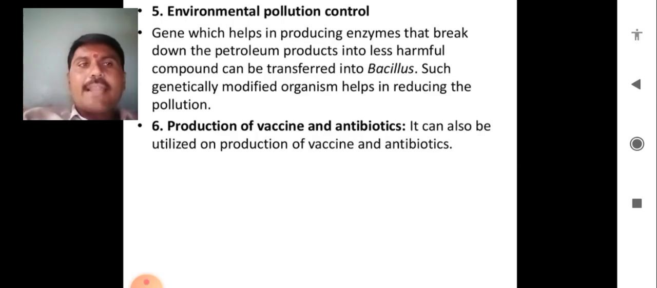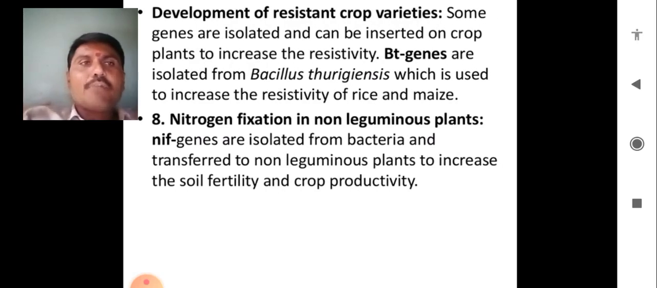Production of vaccines and antibiotics: we are all aware of these techniques. It can also be utilized in the production of vaccines as well as antibiotics. Development of resistant crop varieties: there are lots of varieties in the markets. We see Bt, which is Bacillus thuringiensis; these varieties are very common in the market nowadays. What they help to do is regulate, check or resist the diseases and pests of those particular crops.